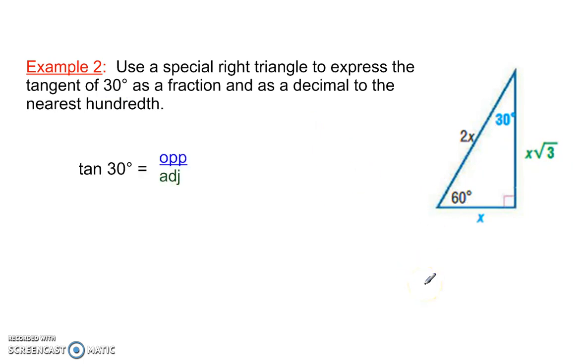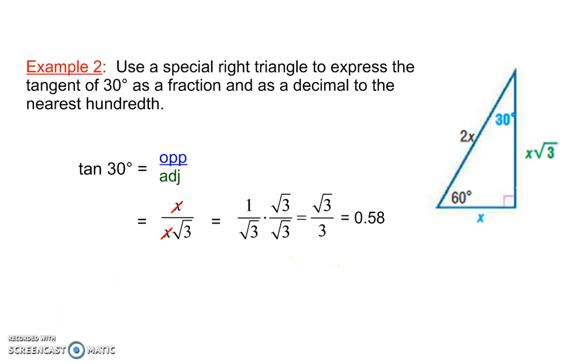As you see here, setting this up opposite to adjacent, we have x over x radical 3, and those would cancel out, and then I'd be left with 1 over 1 radical 3, and 1 times radical 3 is just radical 3. So I want to rationalize the denominator, so I'll multiply by a 1 fraction, and that gets me radical 3 over 3. For a 30, 60, 90 triangle, the tangent is always going to be radical 3 over 3. And finally, as a decimal, that comes to be about 0.58.